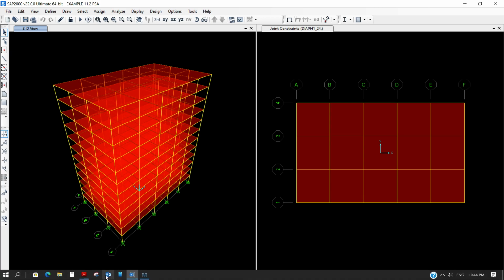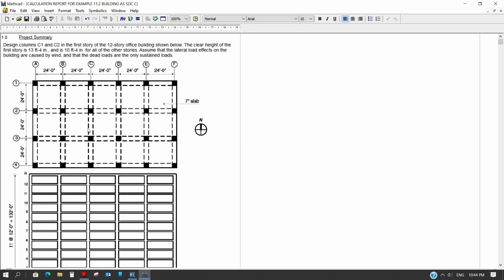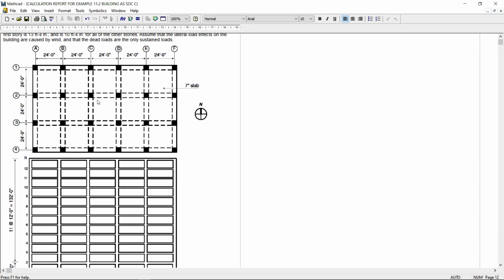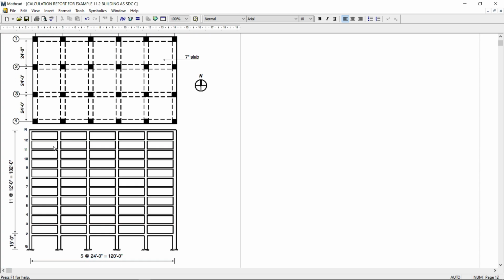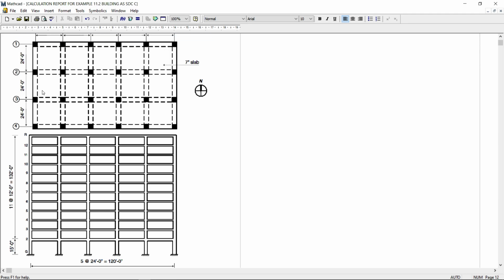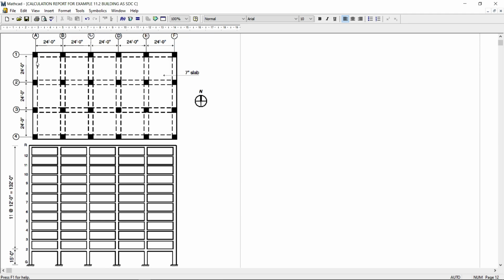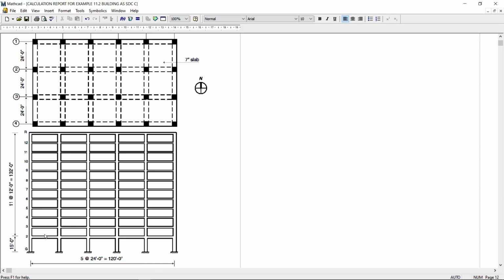The model which I am following here, as I explained before, is a 12-story building as shown here. The plan is here on the top. You can see there are 5 bays in X direction at 24 feet and there are 3 bays in Z direction or Y direction, also at 24 feet. The elevation is like this. There are 11 stories 12 feet high and the first floor is 15 feet high.